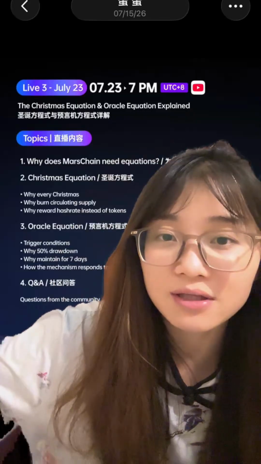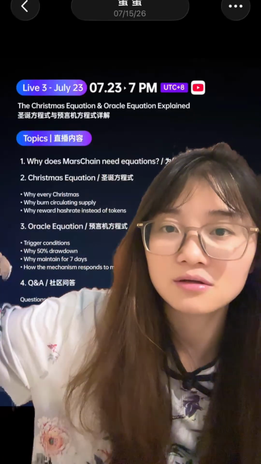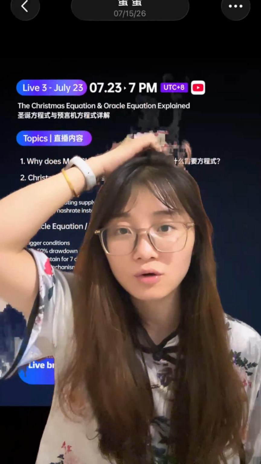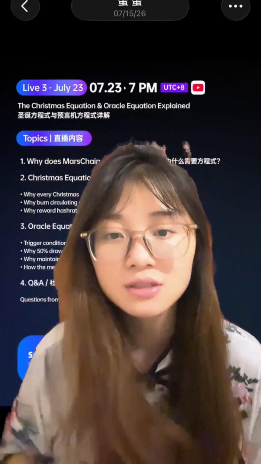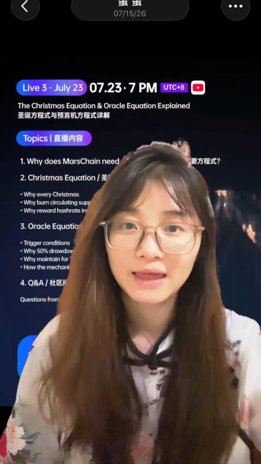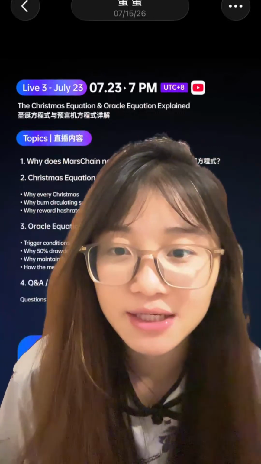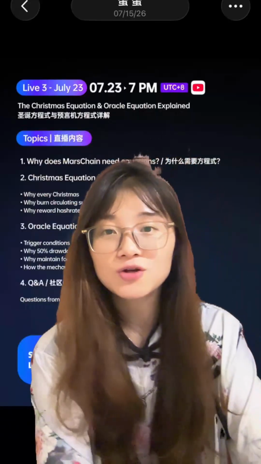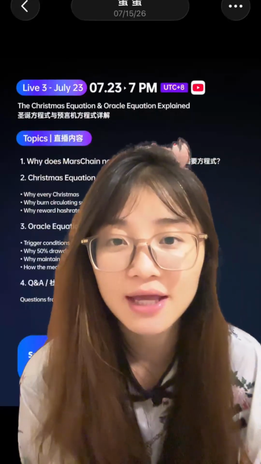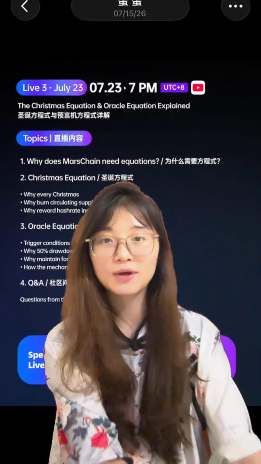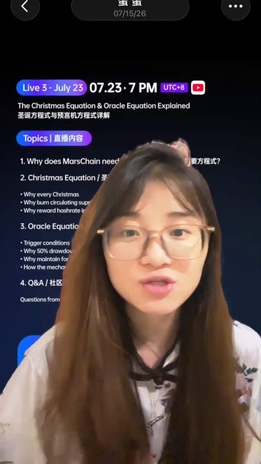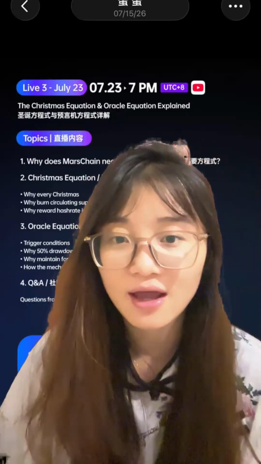Do you still have any problems about the two equations here, especially the Christmas equation and the Oracle equation? Do you have any other problems? And remember, store the Mars tokens as many as possible, okay? Because the Christmas equation, the Christmas protocol, is approaching, guys. Just remember to store the Mars tokens.